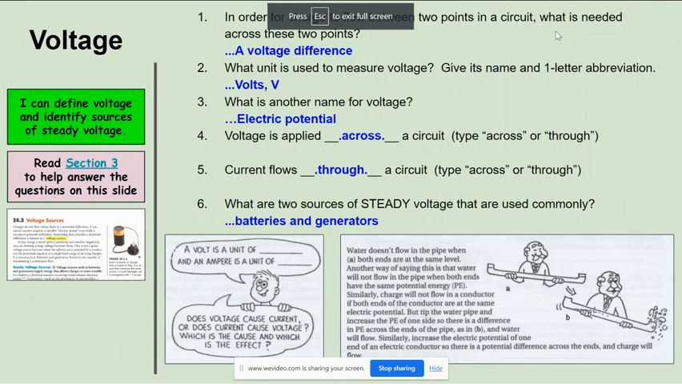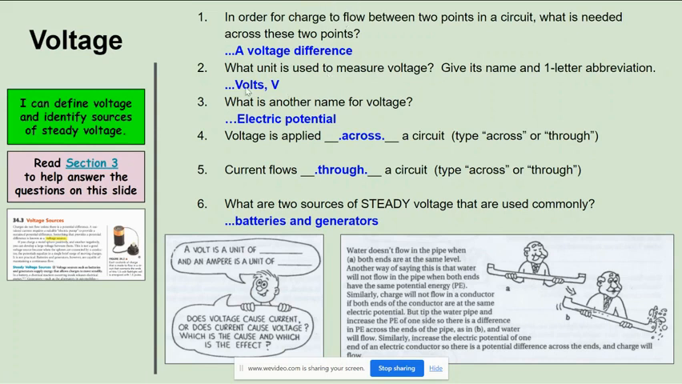Some questions about voltage again. Looking at the answers here, number 1 is very important: you need to have a voltage difference in order for charge to move or charge to flow, a difference. That means the voltage has to be high in one place and low in another. Of course, that's what a battery does for you. It gives you that difference.